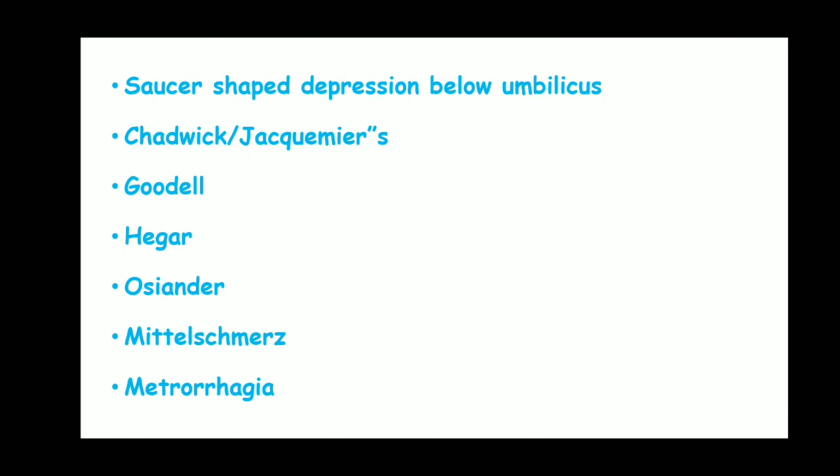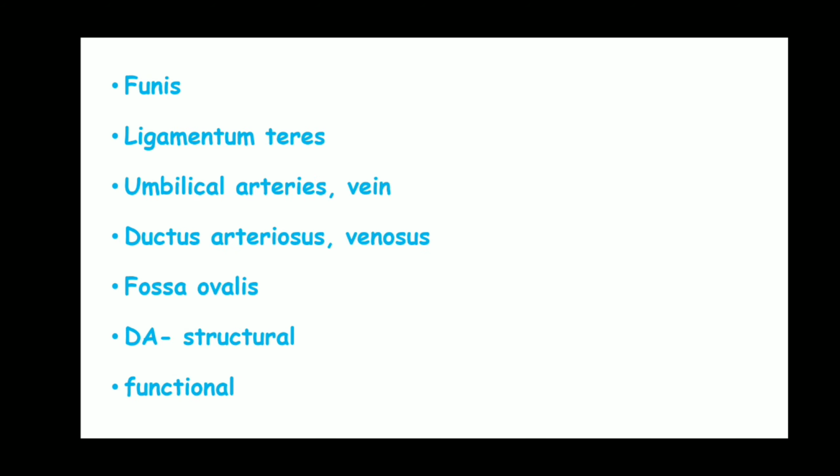Mittelschmerz, you must have heard about ovulation pain, and this is the term used for that. Metrorrhagia is bleeding in between periods. If it is severe bleeding during menstruation, call it menorrhagia, and metrorrhagia is bleeding in between periods. Funis is another name for your umbilical cord.